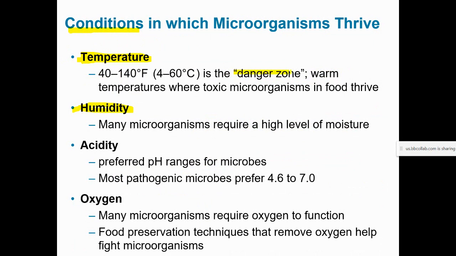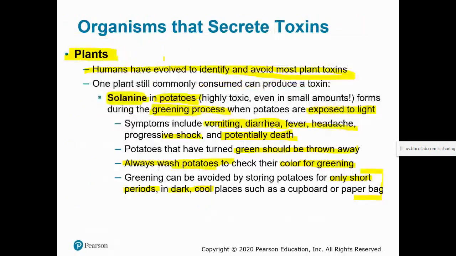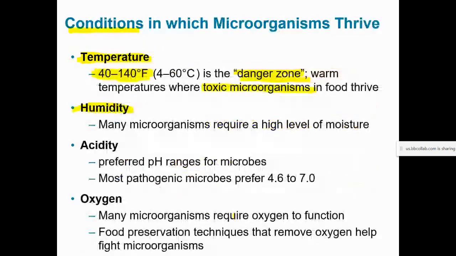So there's something called the danger zone in temperature, which is about 40 to 140 degrees Fahrenheit, or 4 to 60 degrees Celsius. So again, warm to even hot temperatures where toxic microorganisms, most of them, love to exist. They'll replicate really quickly, really easily in this temperature. So that's why we say things like store in a cool, dark place.